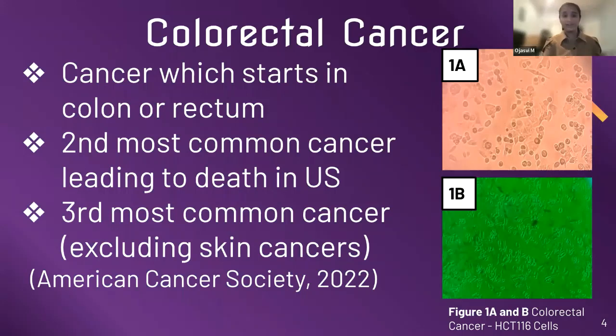So colorectal cancer is a cancer which starts in the colon or the rectum. It's the second most common cancer leading to death and the third most common cancer in the US. Due to the need shown by these statistics, we chose colorectal cancer as the cancer to focus on for our in-silico analysis. On the right is a picture of our HCT116 cells, which is a colorectal cancer cell line.